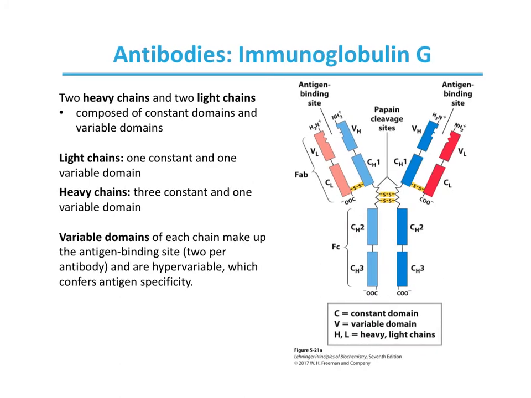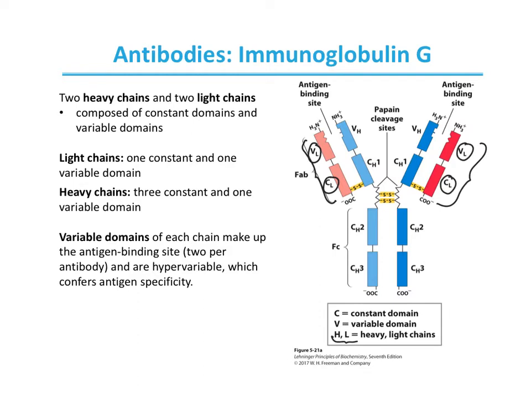So here is a picture of immunoglobulin G. Immunoglobulin G is the one we're going to focus on. And it consists of 2 heavy chains and 2 light chains. So here the H and the L correspond to heavy and light. And then the light chain is composed of 1 constant and 1 variable domain, and the heavy chain is composed of 3 constant and 1 variable domains. So if we look here in the light chain, here it has a constant domain and a variable domain. In this light chain, we've got a constant domain and a variable domain.